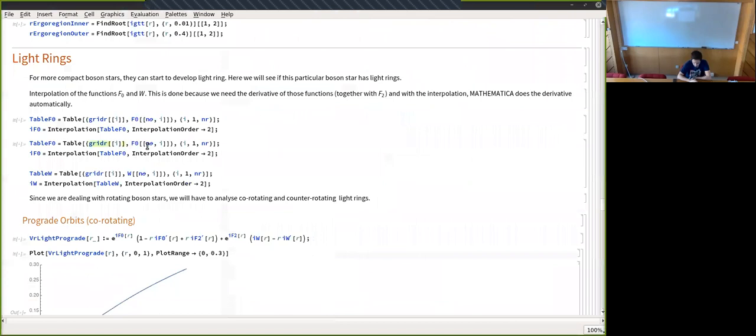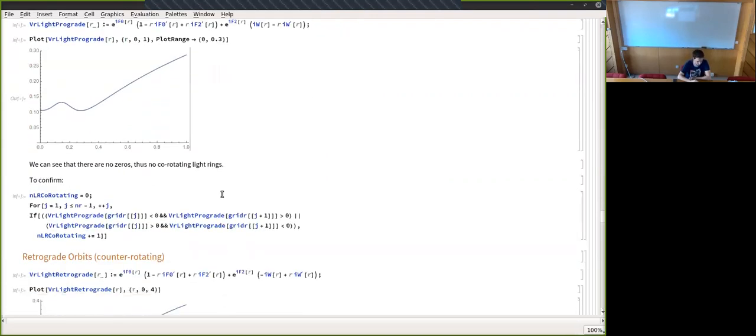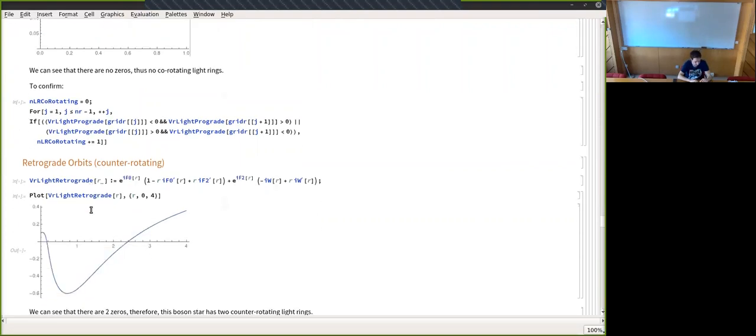In terms of Mathematica code, here I do again just an interpolation for the f function and the other metric function, and we define that last equation that I mentioned. As you can see, if we plot this equation, it never crosses zero. It doesn't have any roots, so there are no co-rotating light rings. Just to confirm, you can do a simple line of code to verify that you never cross any zeros.